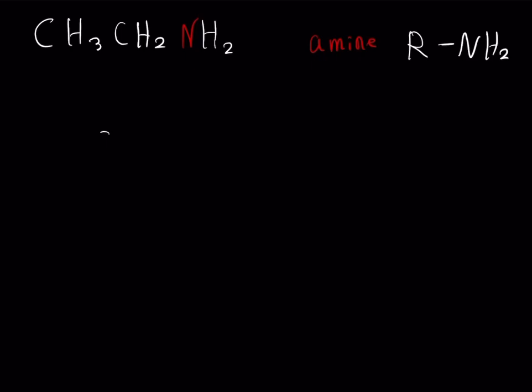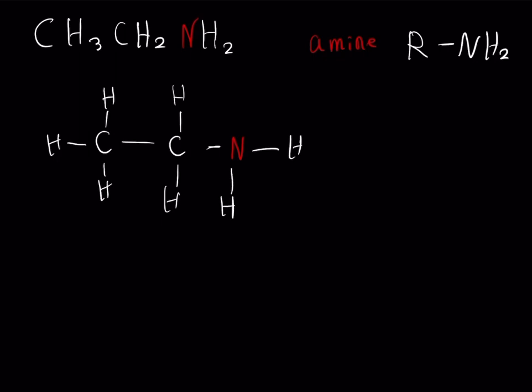So in this case, we have a CH3, a CH2, and we have an NH2. So nitrogen is going to be attached to two hydrogens, and nitrogen usually has a lone pair. You don't have to put the lone pair every time, but it's just useful to know.